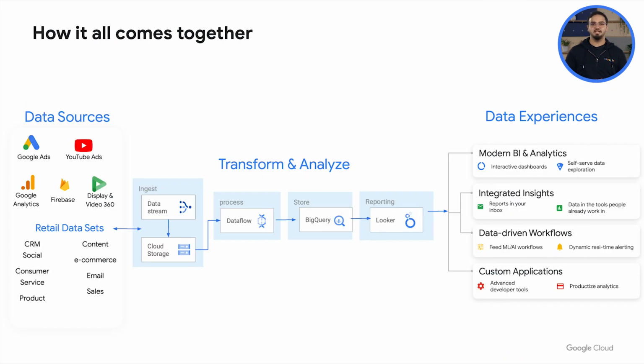Here is a simple architecture for an ETL: export, transform, load pipeline using Google Cloud to ingest your business's data from various sources and then utilize it in enriched data experiences. So on the left side of the architecture, you ingest business data from sources like Google Ads, YouTube Ads, Google Analytics for your retail website, and much more. This data then is ingested into a data lake in Google Cloud Storage in various formats.